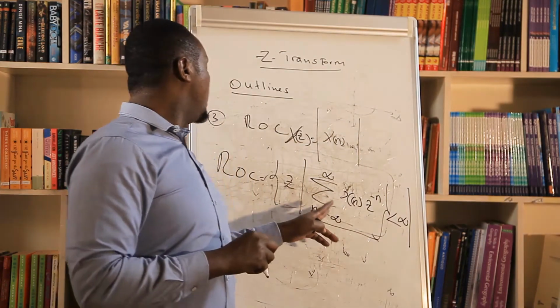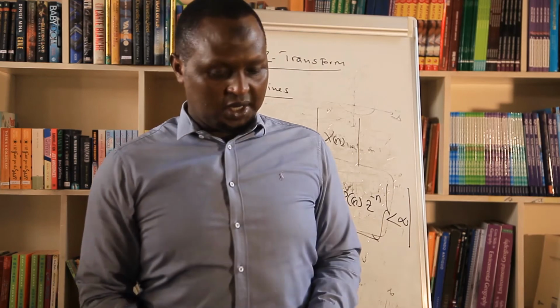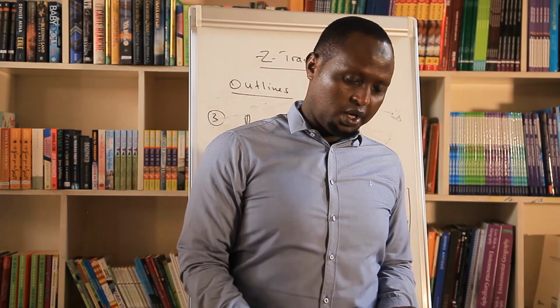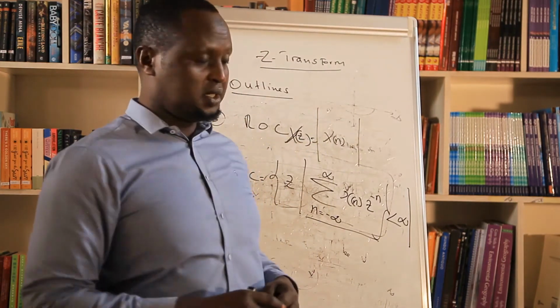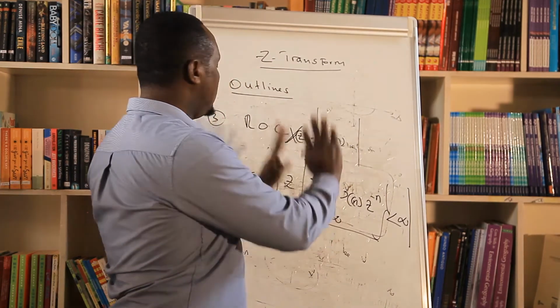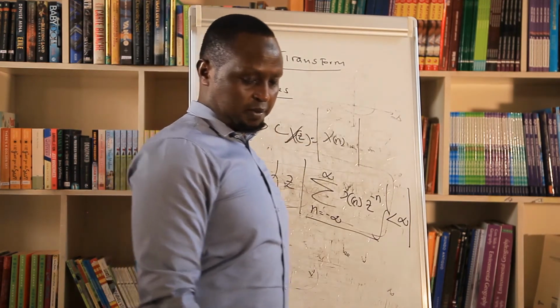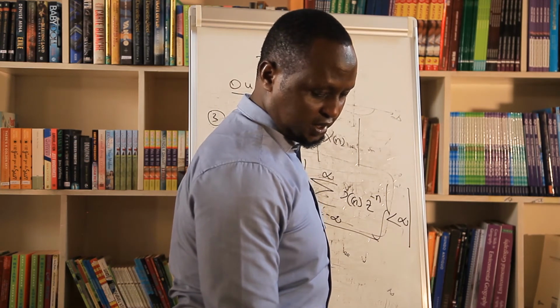So however complex the signal is, it can be divided in any case into a simplified form. And that is the beauty of the Z transform. You can have multiple signals, but they are simplified by the region of convergence.